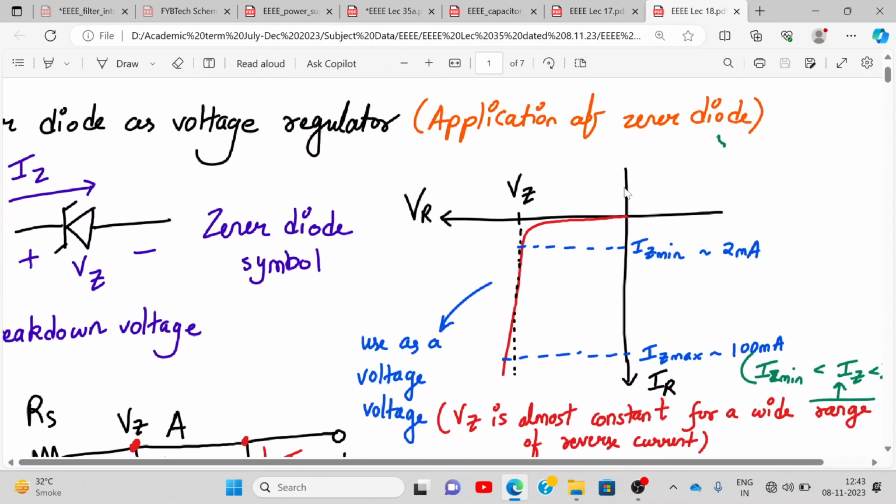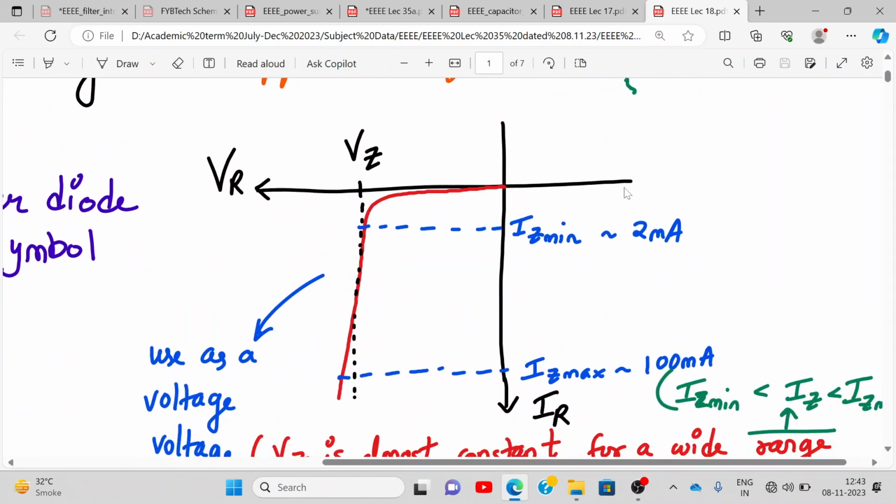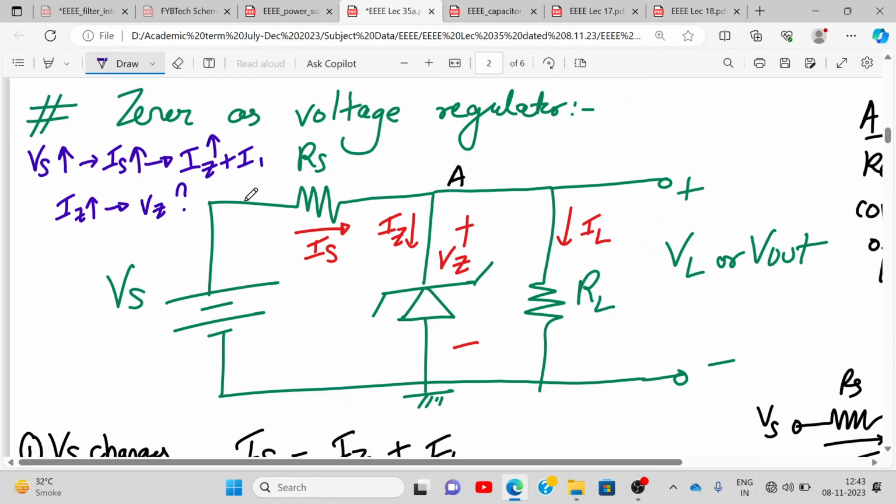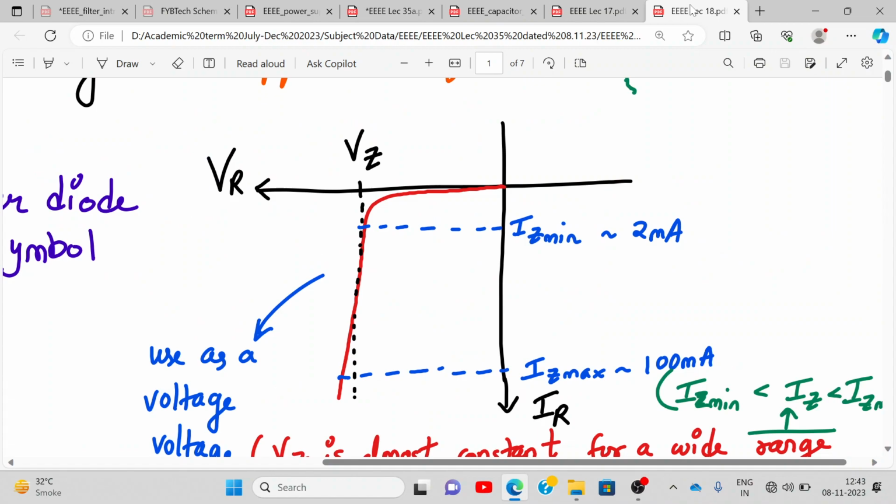Can you see this diagram? What are these reverse characteristics? इसमें क्या बोल रहा है कि Iz is varying, Iz is increasing. Is my Vz constant? Yes. So even if Iz is increasing, my Vz remains constant, provided I am under this limit. I am not exceeding this 100 milliampere. समझ में आया what I am saying?